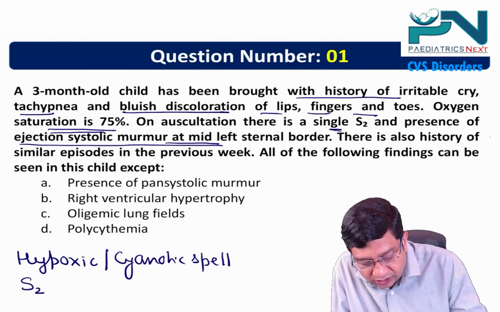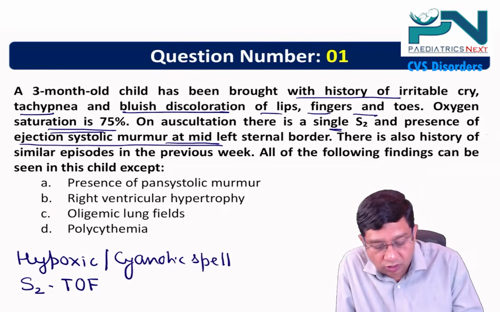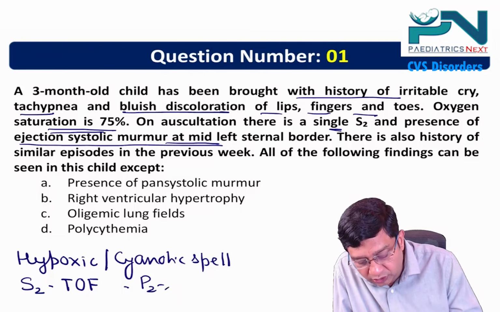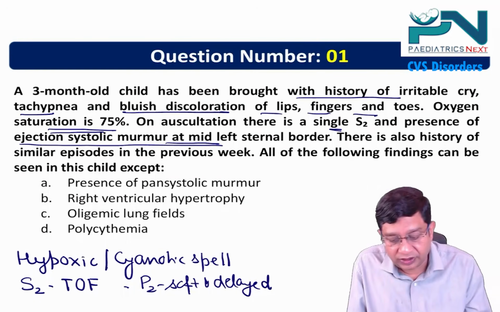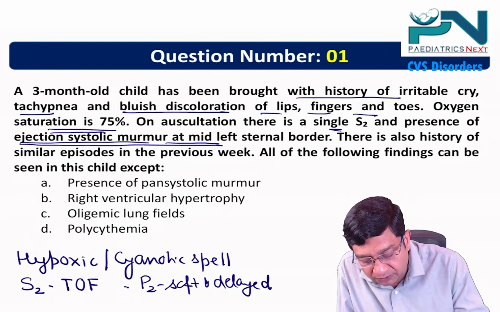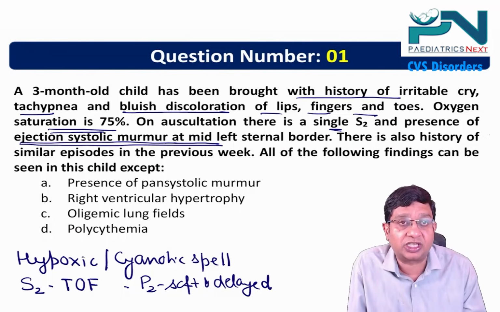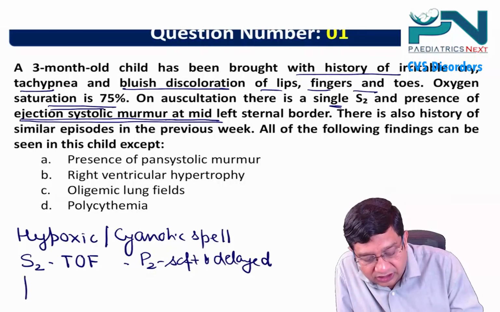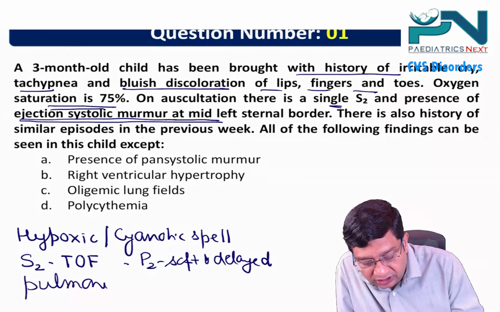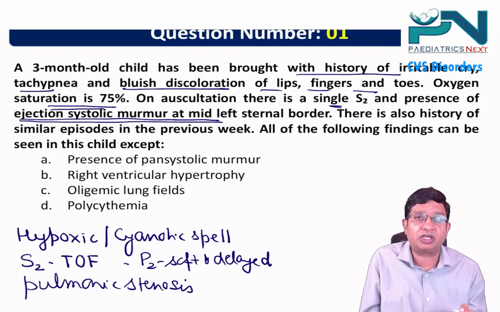So single S2 along with cyanotic spell is seen in TOF because in the TOF P2 is soft and delayed. So that is not audible. Only A2 is audible. Then there is ejection systolic murmur at the mid-left sternal border, which signifies there is pulmonary stenosis. So this is a diagnosis of tetralogy of Fallot.